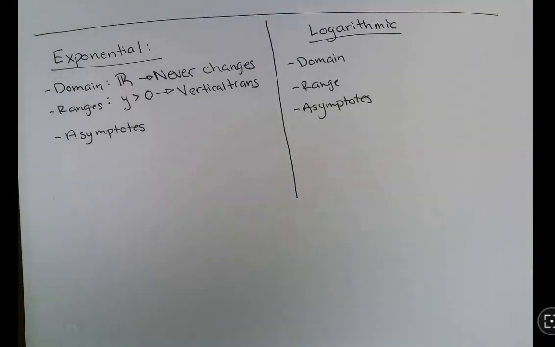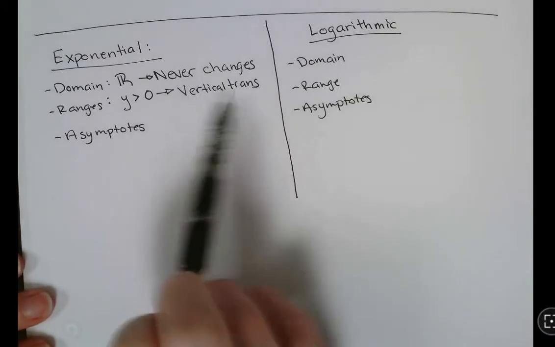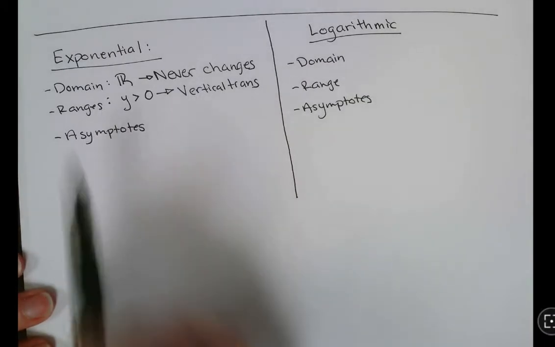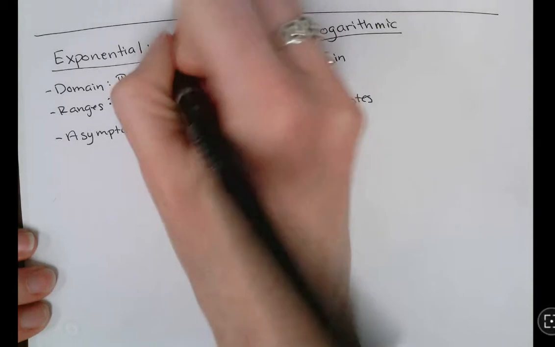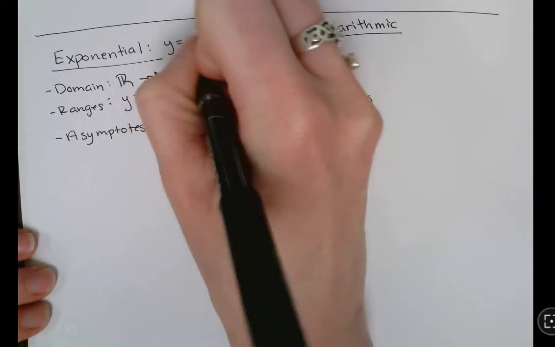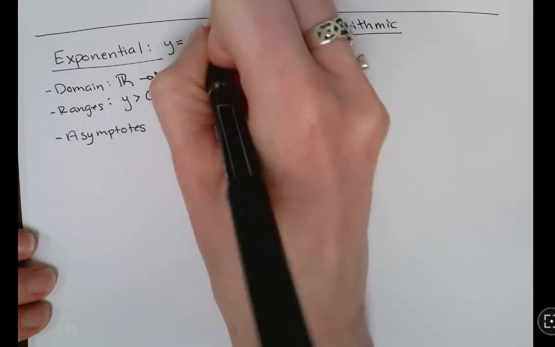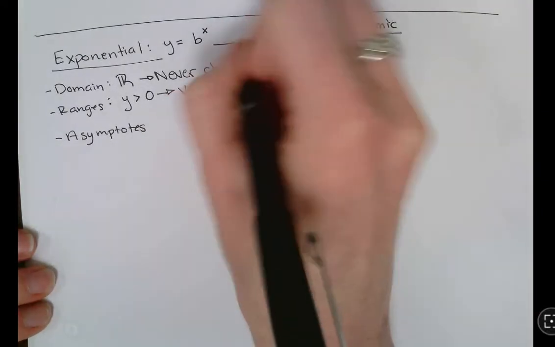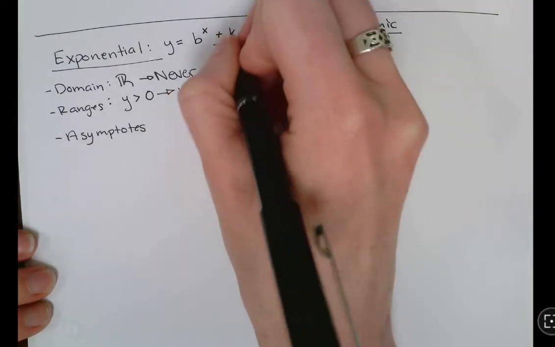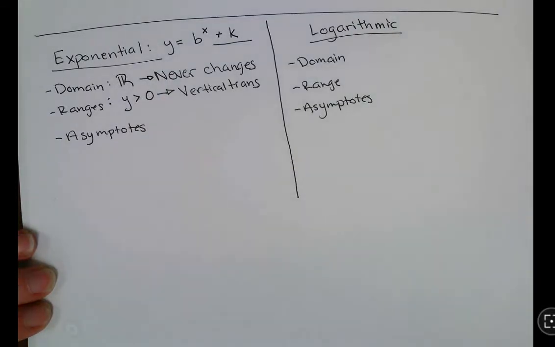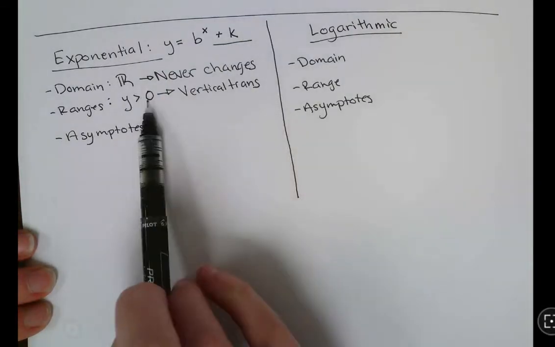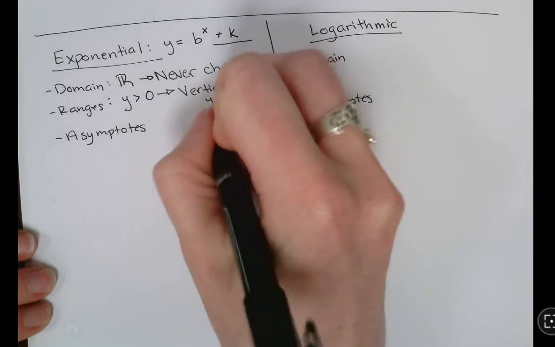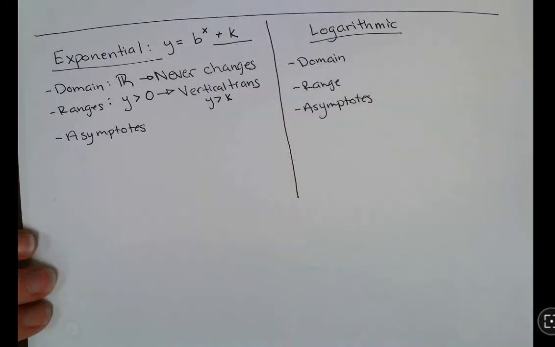So vertical translations, remember, are the only time our ranges are ever going to change on exponentials. The reason is y equals some base to the x. So that's going to look like if I translate this, something is added or subtracted over here. Some value k, positive or negative, changes this. So then it would just be y is greater than that k value.